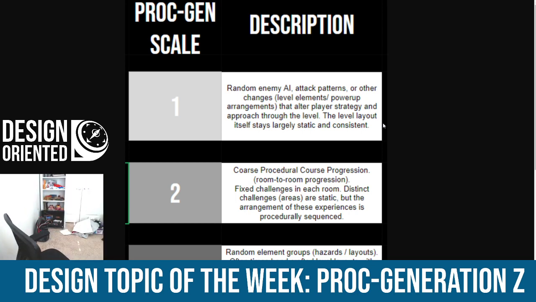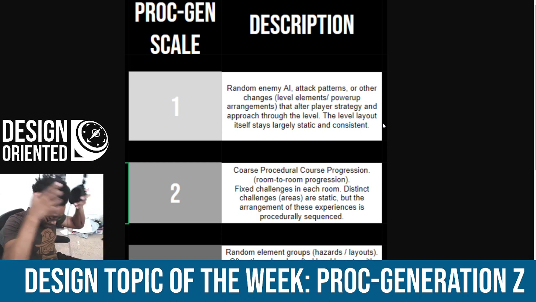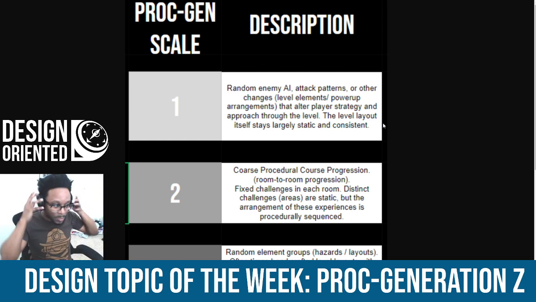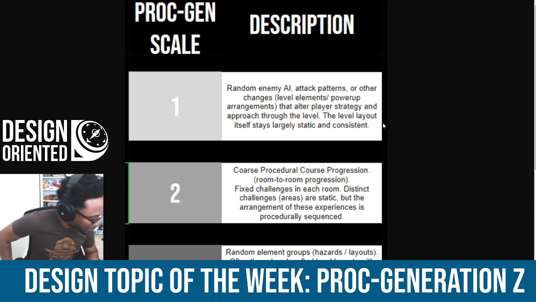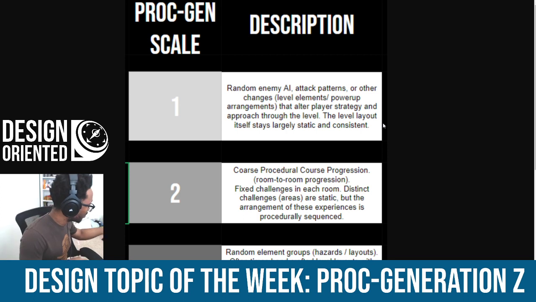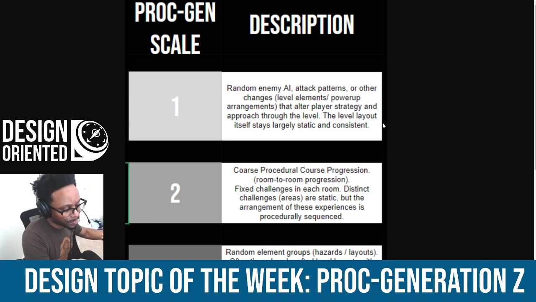So if we start with number one, random enemy AI attack patterns and other changes that alter player strategy and approach through the level. That's the important part. We're talking about level design, so we're talking about how these things affect the player as they move throughout the level. I think Richard might agree, that's our more general takeaway.